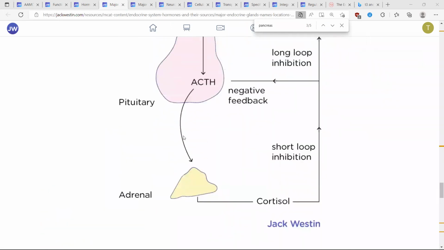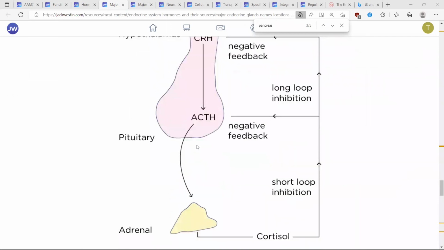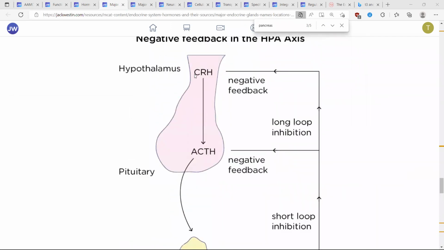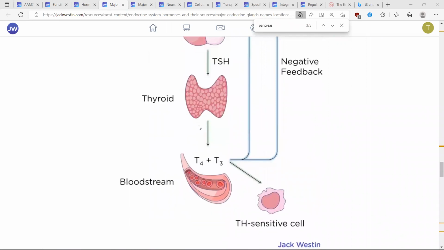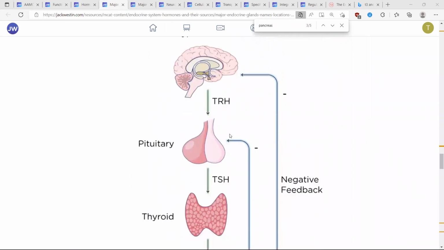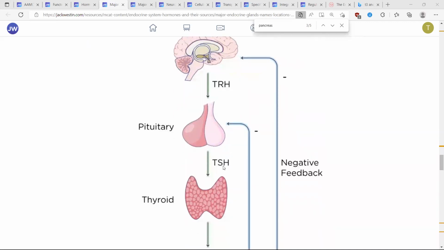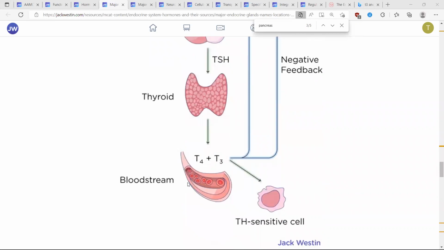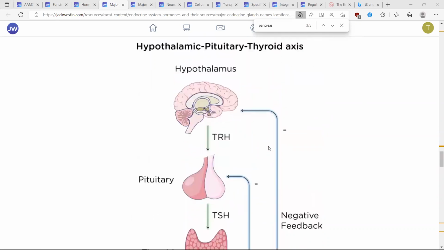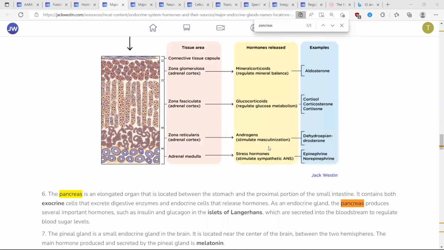So again, another axis, right? Oh no, we talked about this one. This is the thyroid stimulating hormone axis. We have TRH acting on the pituitary, acting on the thyroid, causing T4 and T3 to be released, and that's going to affect the cells and increase their basal metabolic rate.